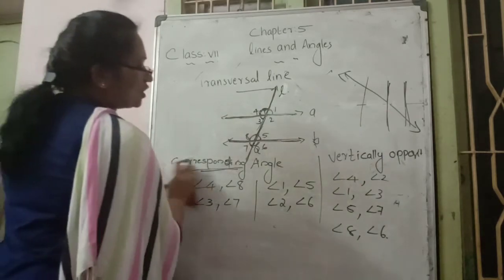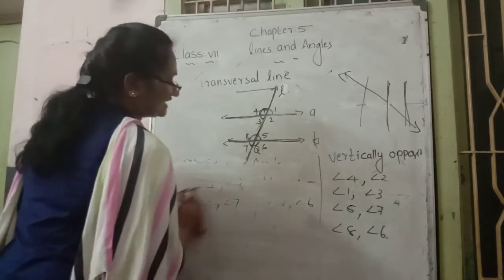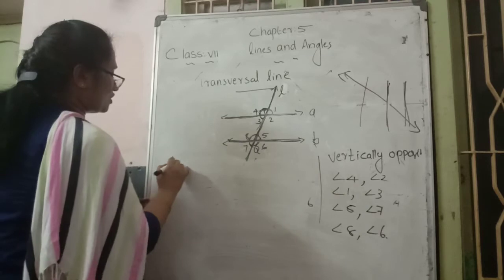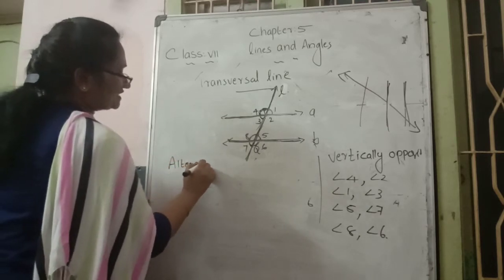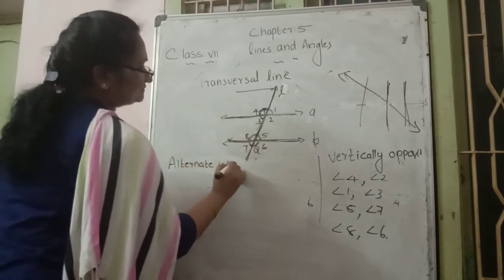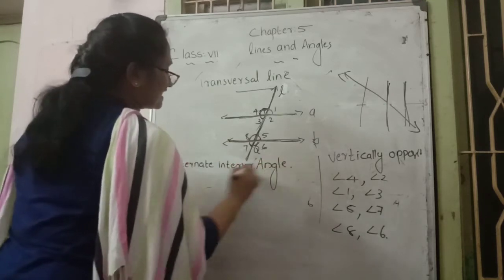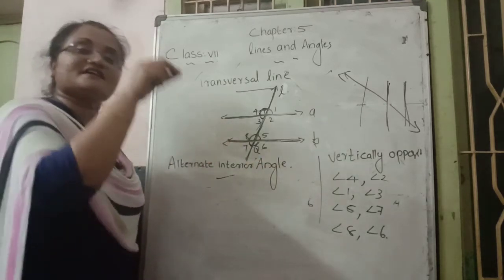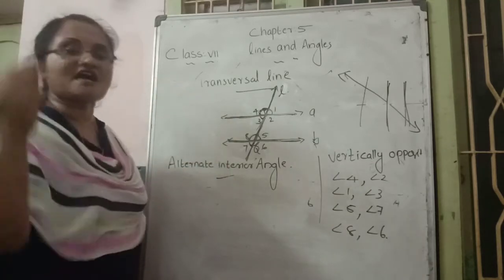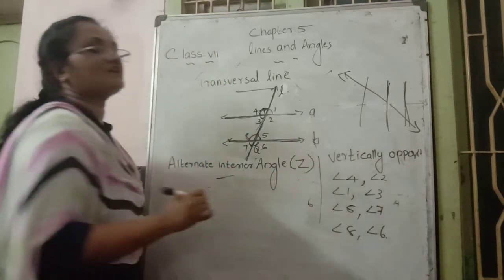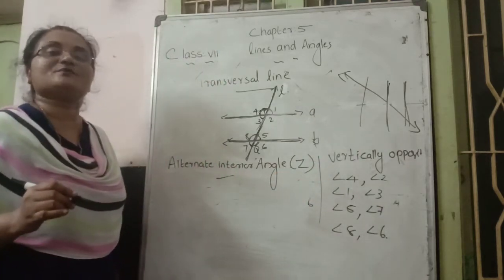Next one is alternate interior angle. The third angle name is alternate interior angle. Alternate interior angle means: interior means inside, exterior means outside. How to identify them: they make the English alphabet Z.